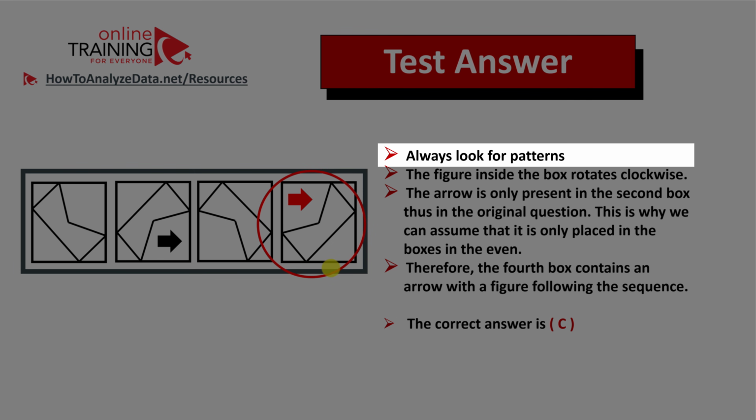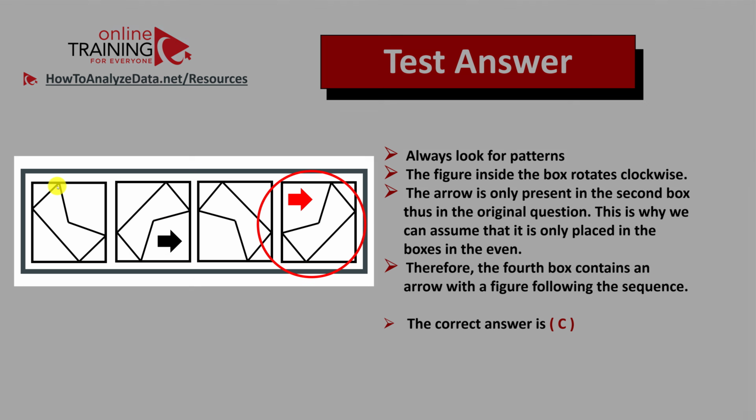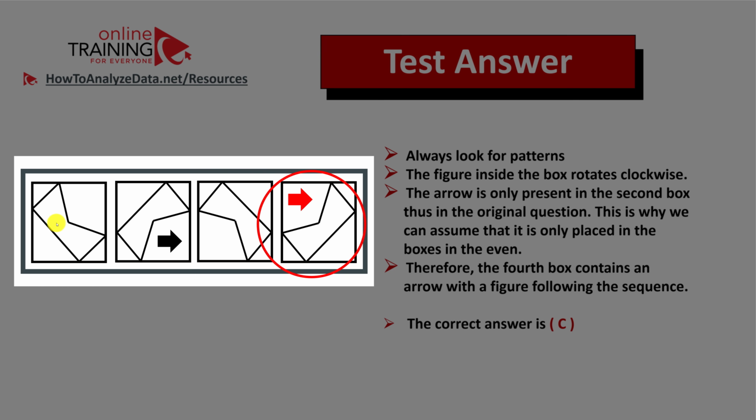Number 1 tip, and always a tip, is to always look for patterns. So what you see is that the figure inside rotates clockwise. If you look at the corner of the shape, you will see that the corner was on a particular side of the square. It was on the left side. Now the same corner touches the top line of the square. And then in the 3rd box, it touches the right line of the square. Which means that you can logically assume that in the 4th box, it will be touching the bottom line.